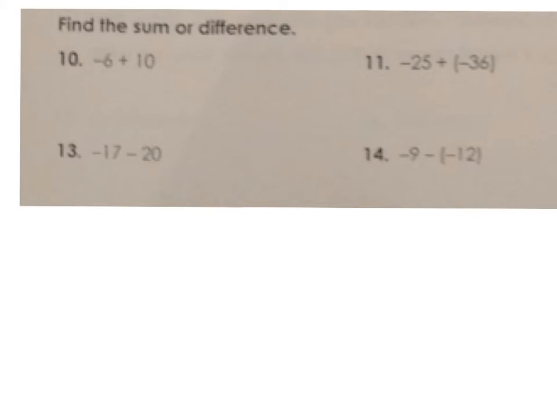All right, number 10, I would have a negative 6 plus 10, and that's the same as 10 take away 6. That would give you a positive 4. Number 11, I've got a negative 25 plus a negative 36, so that's going to be a negative. And we've got 25 plus 36, I got a negative 61.